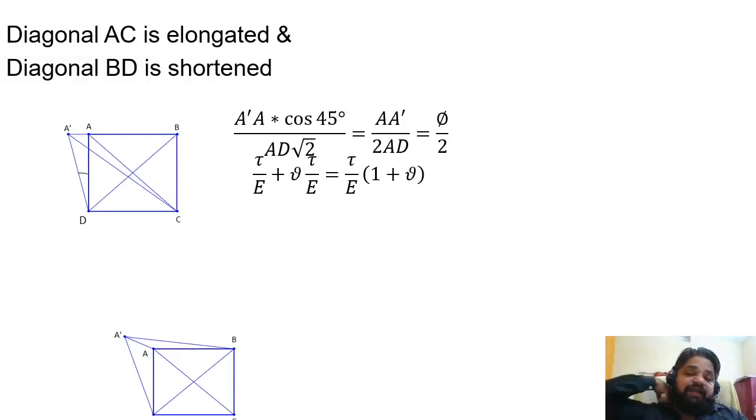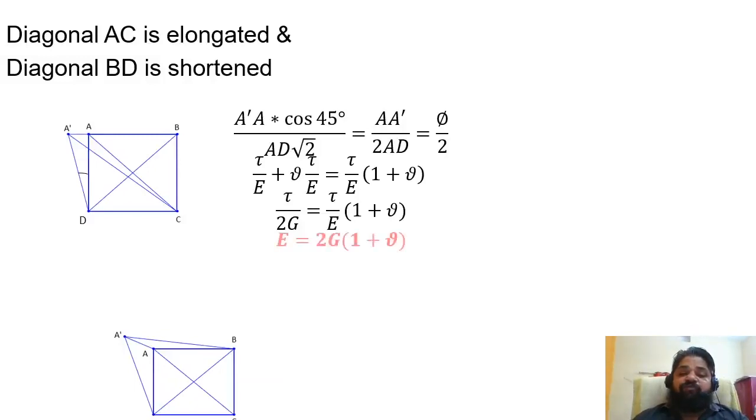So now I can write tau by E plus nu tau by E is equal to tau by E into 1 plus nu. What is this tau by E? This tau by E is nothing but tau by 2G. The whole tau by 2G is equal to what we have earlier represented, 5 by 2, and the 5 by 2 which occurred as tau by E into 1 plus nu can be equated to tau by 2G. From here I can get the relation E equals 2G into 1 plus nu.